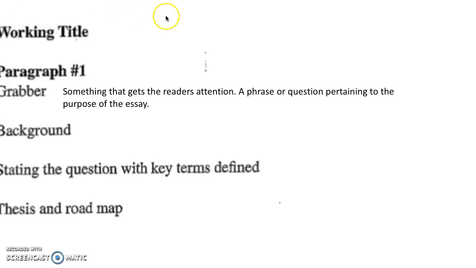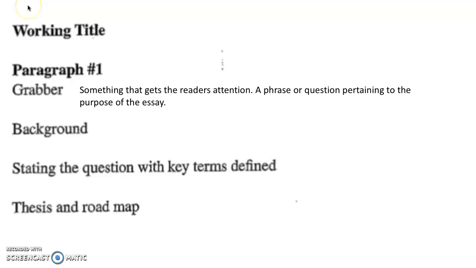Working title on the first page literally means the title of your paper, Hammurabi's Code: Is it just? The grabber for paragraph 1, which is your introduction paragraph, is something that gets the reader's attention. It's a phrase or a question pertaining to the purpose of the essay.